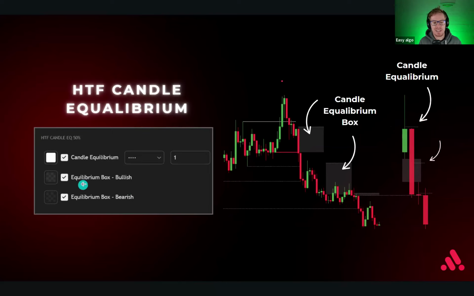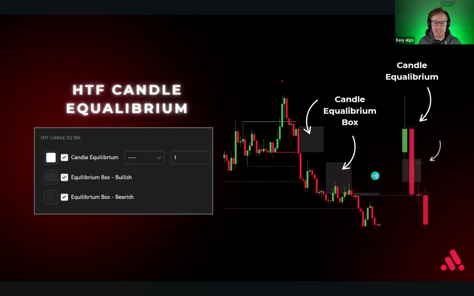Then if we select the equilibrium boxes, it will project those boxes onto the charts. So the boxes are basically just going to be measuring the 50% line, and then the distance from the 50% to the low of the candle or the high of the candle. So it's basically just creating a framework or a box where you can look to enter a trade for a continuation. So if price had to come back and retrace into this box, that would be a place to look for a continuation entry.